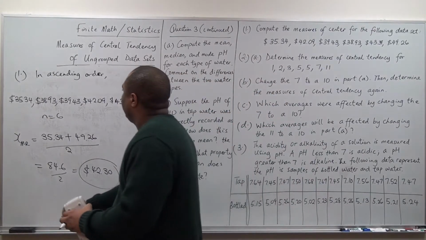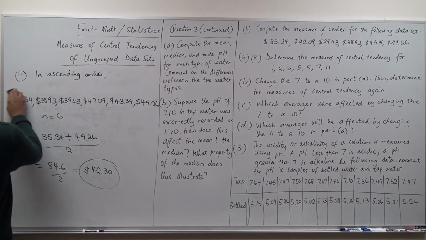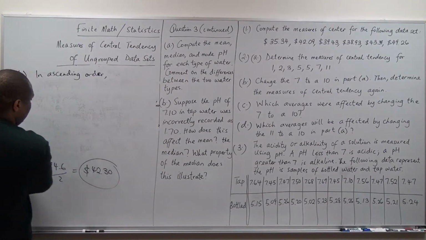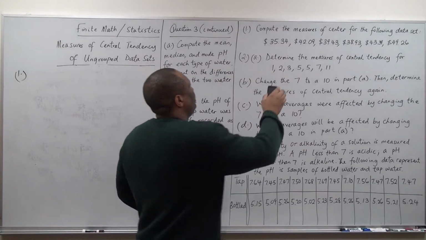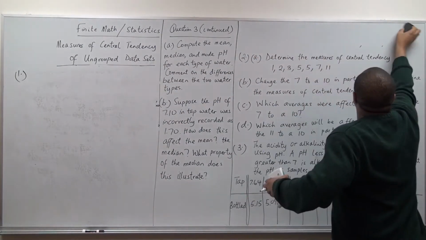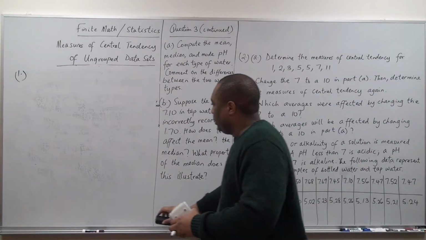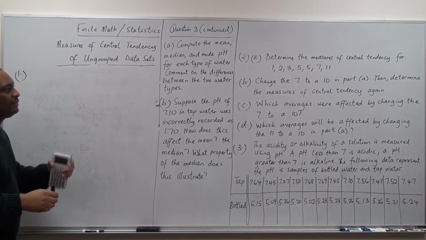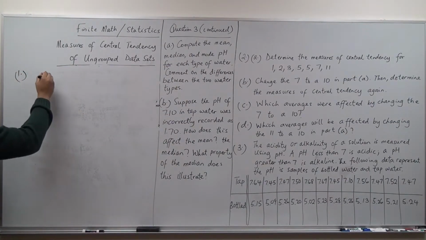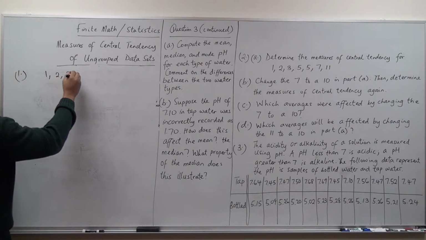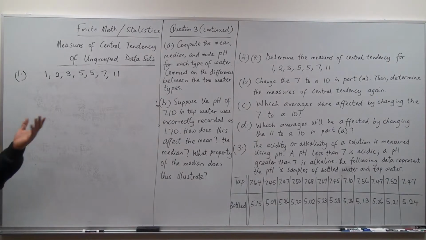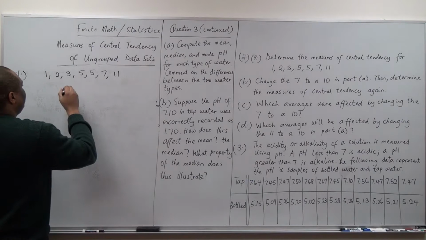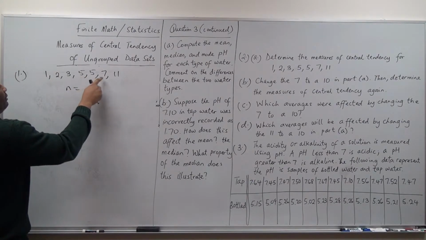All right. Now, we are done with one. That's really good. So let's do two. And you know what? I'm going to erase this because I will probably have to use here. Now, number two, determine the measures of central tendency for that. We have 1, 2, 3, 5, 5, 7, 11. This is already arranged, so it makes the work easier for us. And n is 1, 2, 3, 4, 5, 6, 7.